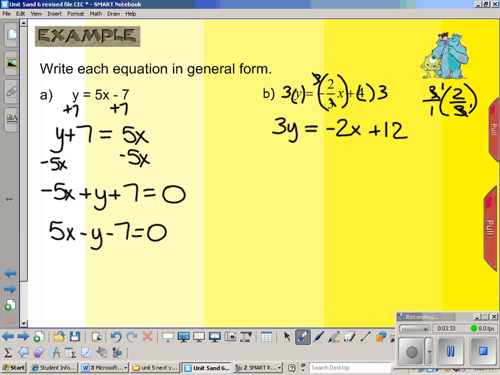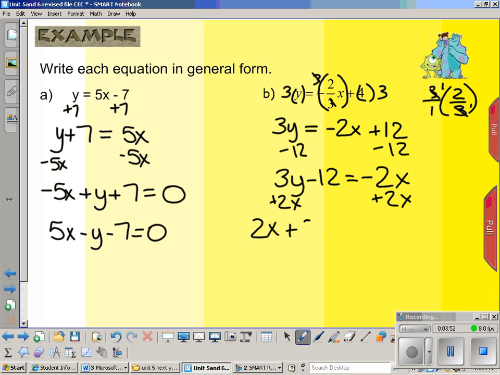We need to move everything to one side so our equation is equal to 0. So we can start by subtracting 12. And again, it doesn't matter which order you do it, and you could choose to do both in one step. Now we are going to add the 2x, write in the form x, then y, then the constant, and go through the three things. Are we equal to 0? Yes. Do we have any fractions or decimals? No. Is a positive? Yes. We're good. It's in general form.